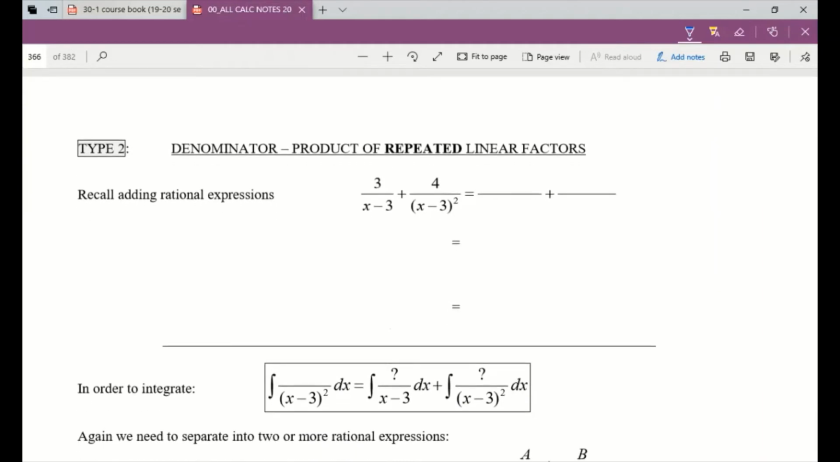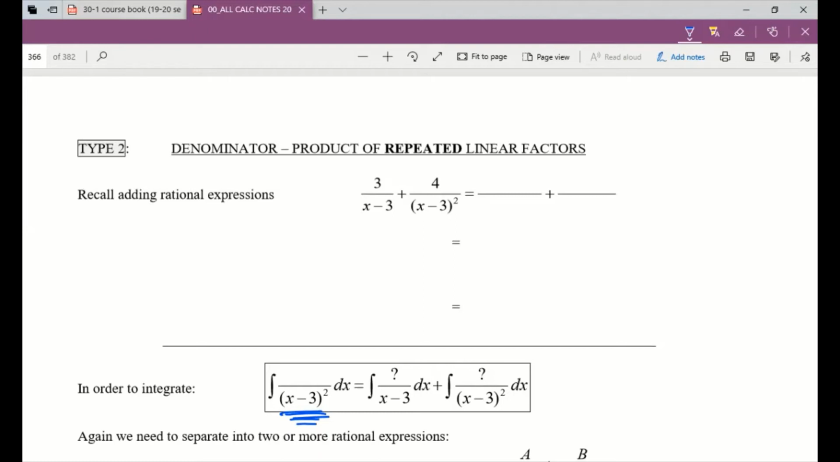Type 2. So if type 1 was the degree of our numerator is less than the degree of your denominator, type 2 ends up looking like this if we have repeated linear factors. If we have an x minus 3 squared in your integration, if we have something that looks like this, we're going to break it apart into x minus 3 to the 1 and x minus 3 to the 2 as our two terms.